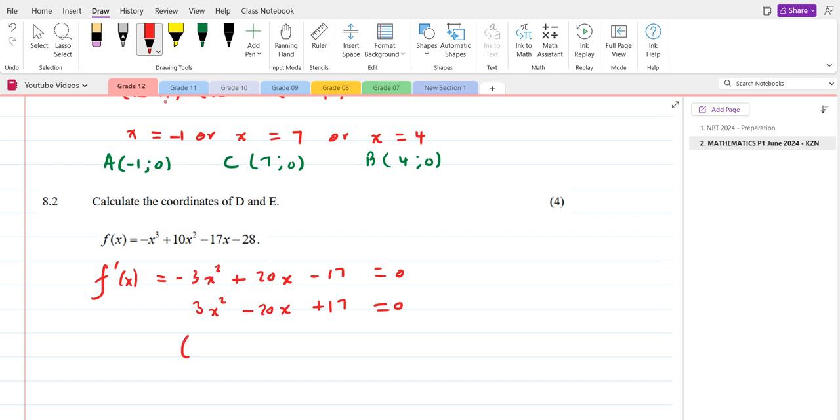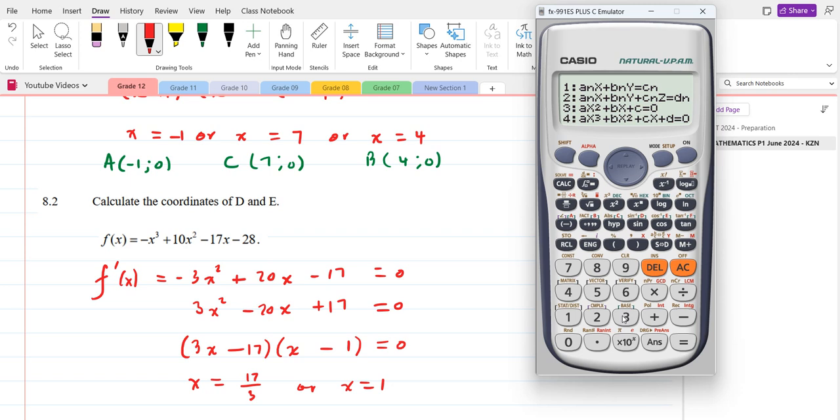And now we're going to factorize this. Now factors of 17, you can't get anything because it's a prime number, 17 and 1. So x is equal to 17 over 3, or x is equal to 1. You can check this out on the calculator. Mode 5, quadratic function, 3. What do we have? 3, negative 20, and 17. See what we have? 17 over 3 and 1.